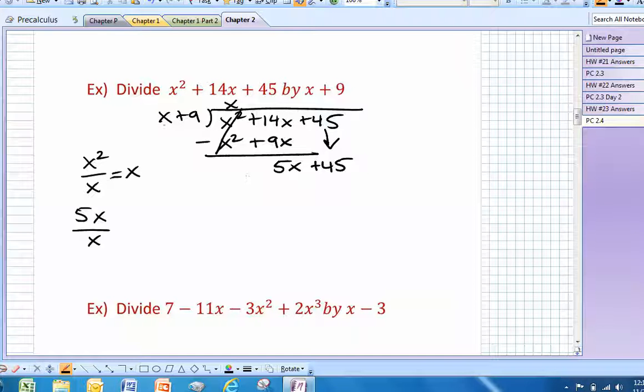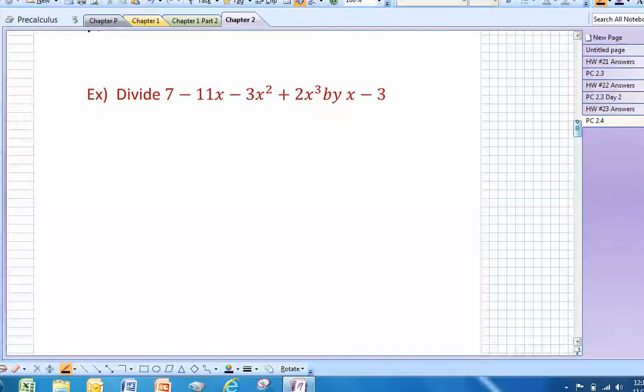Then you're going to go 5x divided by x, because remember you do the first term in the dividend divided by the first term of the divisor. That gives you 5. Then you multiply, and you get 5x plus 45. You subtract, your remainder is 0. So your answer is x plus 5.